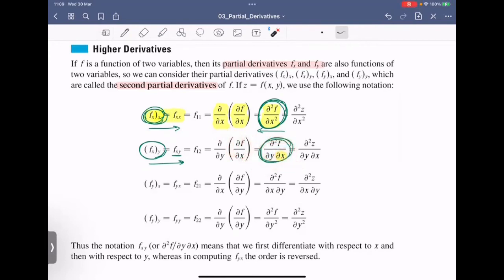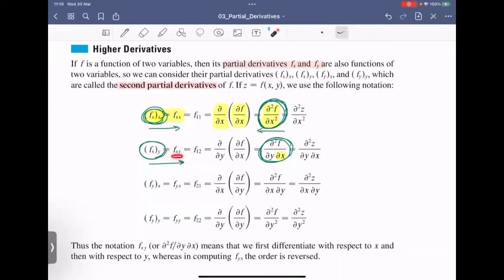So be careful with the notation, because fxy and fyx are not the same. This means you do x first and then you do y. This means you do y first and then you do x. Even though most functions give you the same answer for fxy and fyx, most of the time when you compute them, they give you the same thing almost every time. But there are some functions that give you different things.